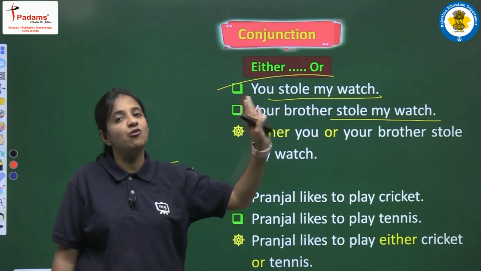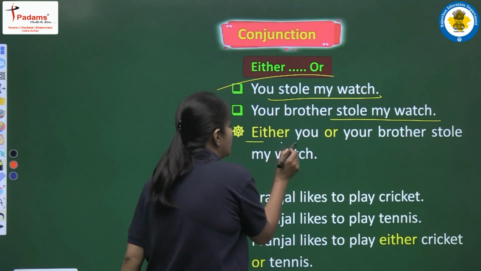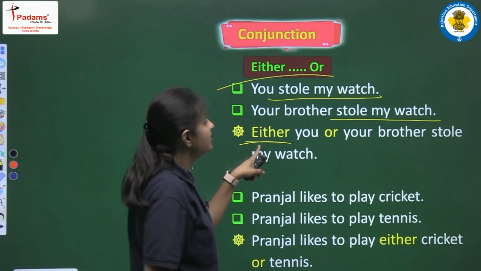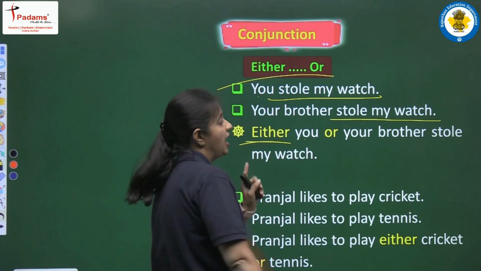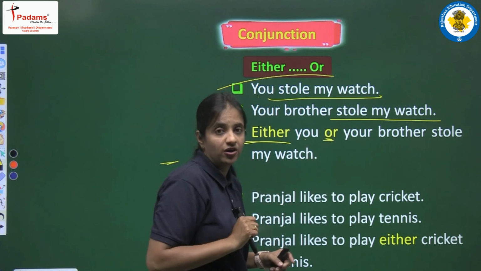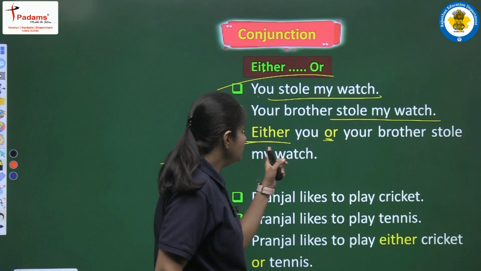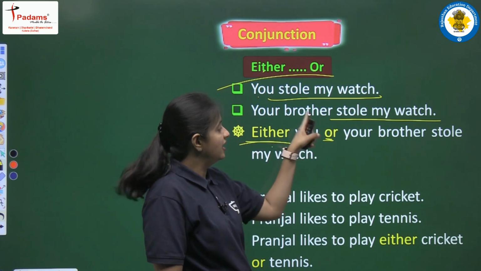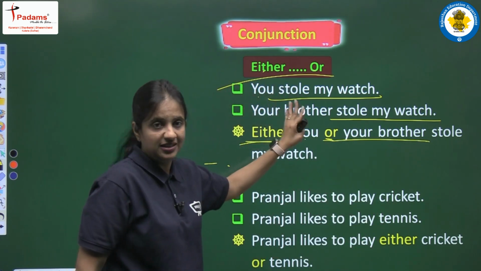How can we join? How can we write? So let's see. When we are joining the subject, the sentence will start with either. So we are writing either. After either we have to write the first subject, that is you. After you we have to write or, because we are having two words here, either or, and we are writing the same words. We are writing either, then first subject, then or, and after that the second subject, that is your brother.